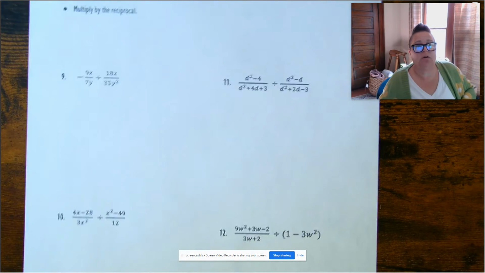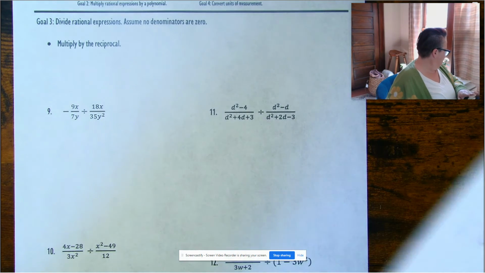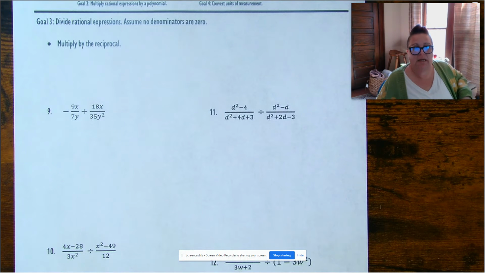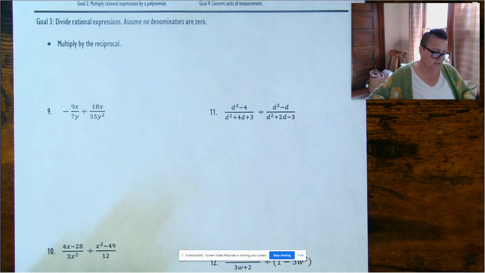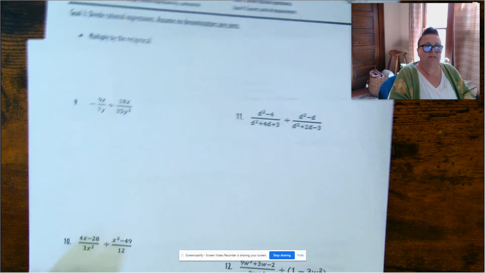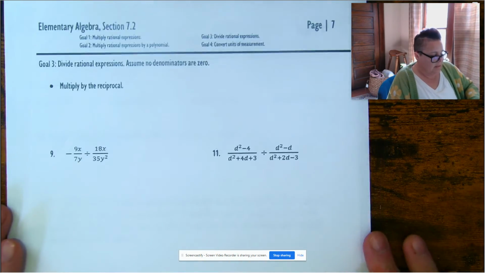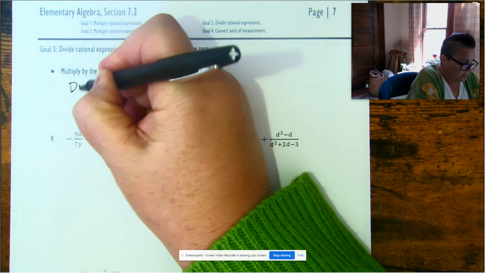Okay, let's look at goal number 3. I feel like I'm missing a page. There it is. All right, goal number 3 is dividing. We're going to divide some rational expressions. Again, we're going to assume that none of the denominators are 0. And what we're going to do here is use the information from fractions, that is, that division is multiplication by the reciprocal.